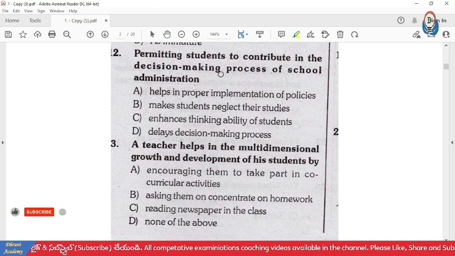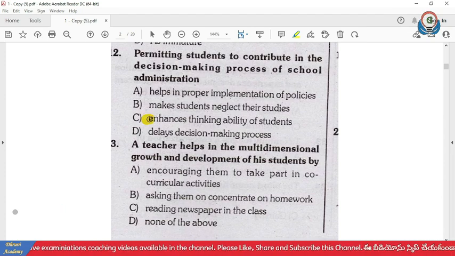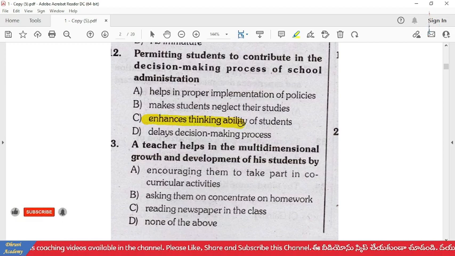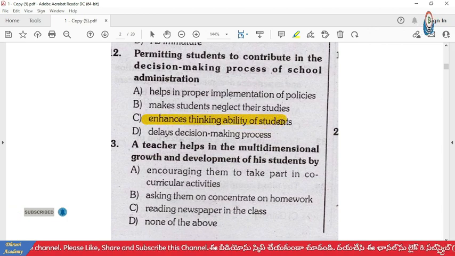This is the decision making process of a school administration. Which is the right answer? It enhances the thinking ability of the student. We should increase the thinking ability of the student. This is the right answer.